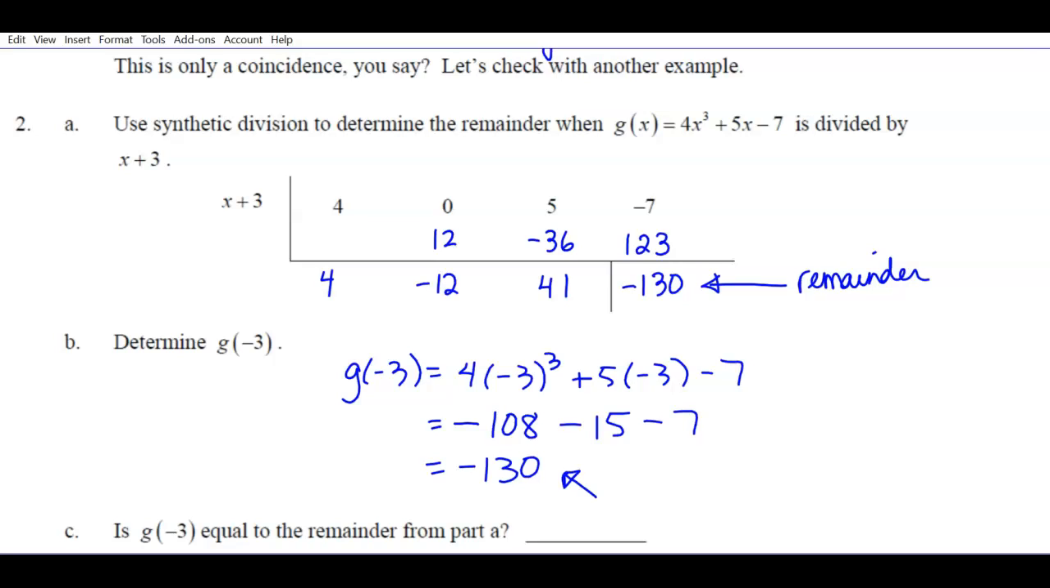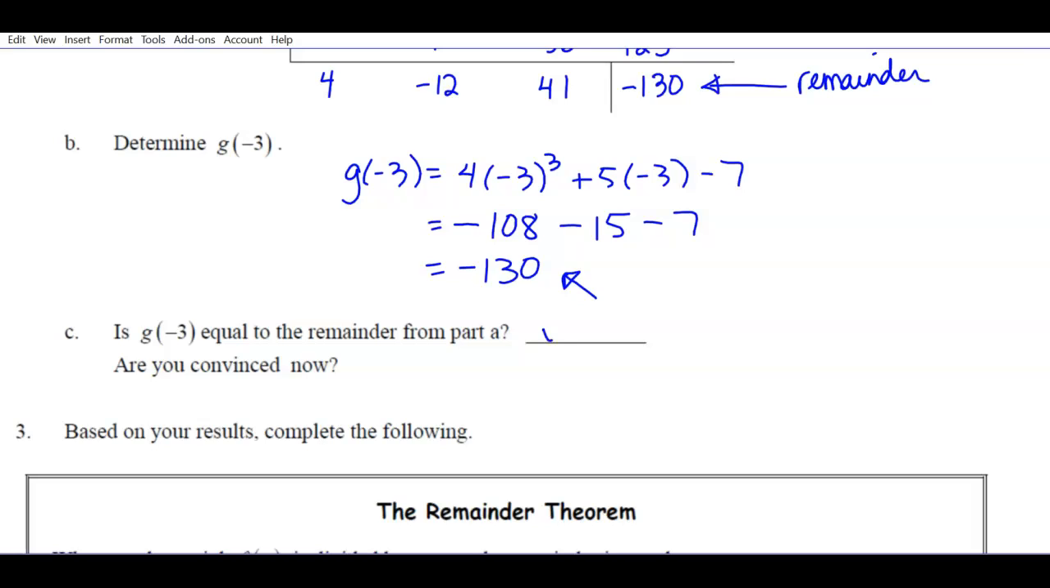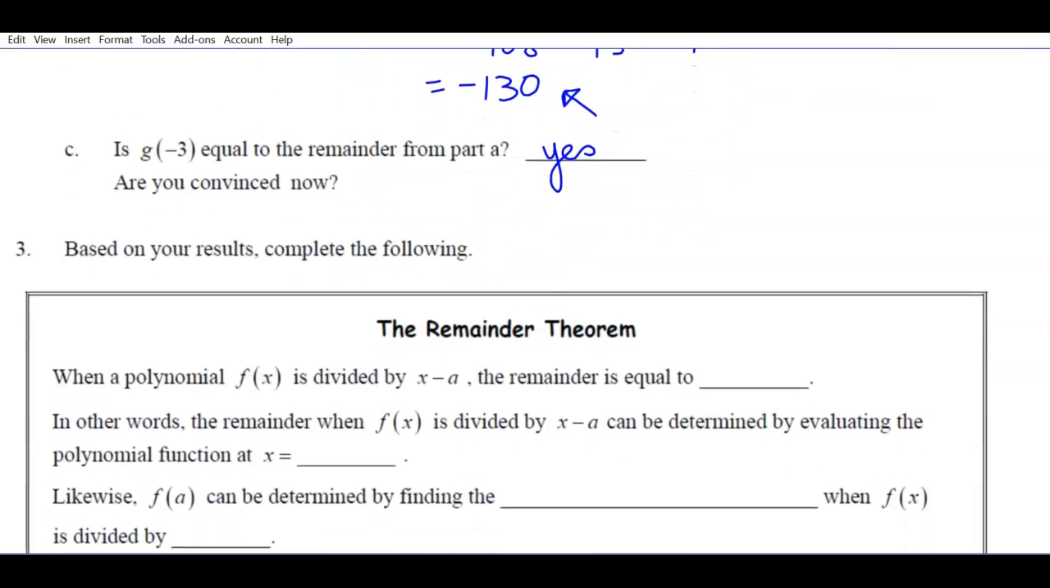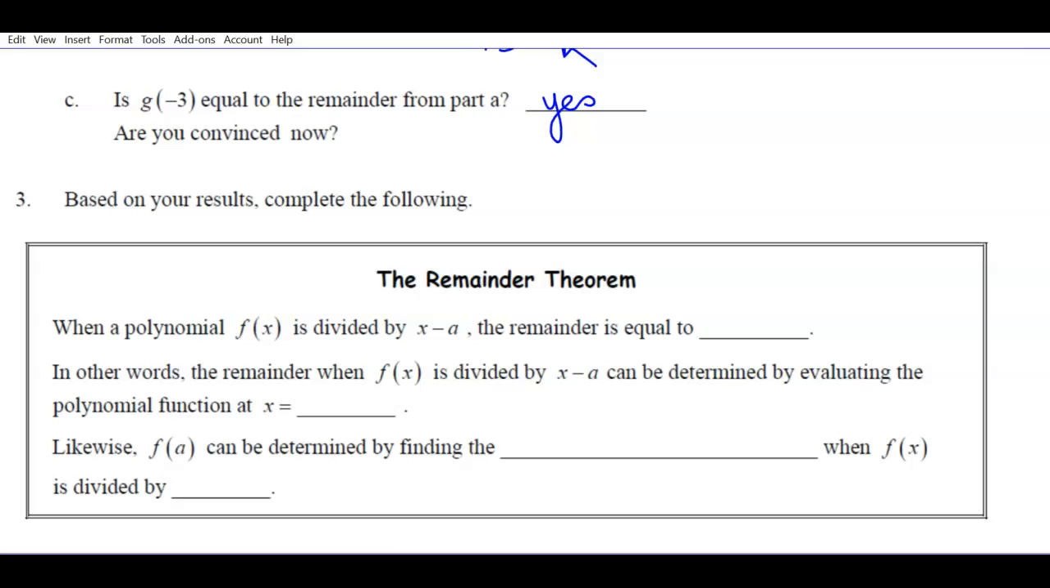So we're not going to be able to get the remainder for all types using synthetic division, but it will give you the remainder for linear divisors, because we have to substitute in by that constant term. Okay? So this, again, yes. Are you convinced now? Well, it's only two examples, but hopefully we can convince you. So it is a theorem. It has been proved. Theorems always have been proved.